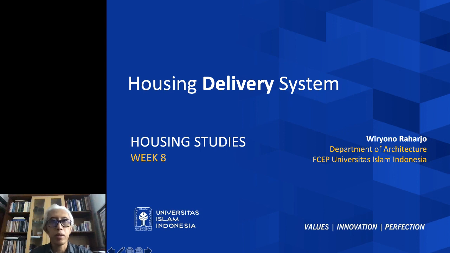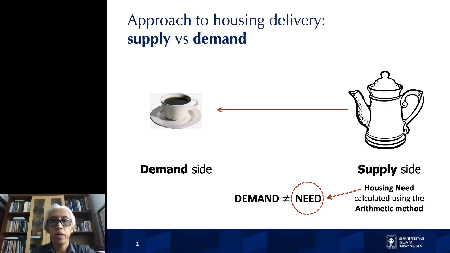Okay, these are my slides. So what is the housing delivery system? The housing delivery system is a system that informs us of the approach institutions or government entities use to deliver housing to the targeted populations. Basically, housing delivery can be approached from two different sides. The first one is the demand side, and the second one is the supply side, as you see in these pictures.